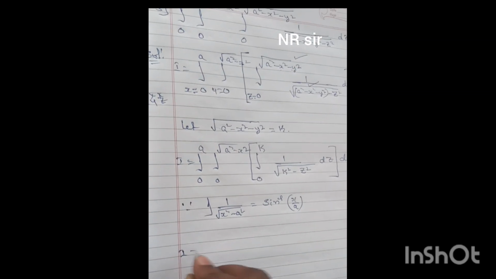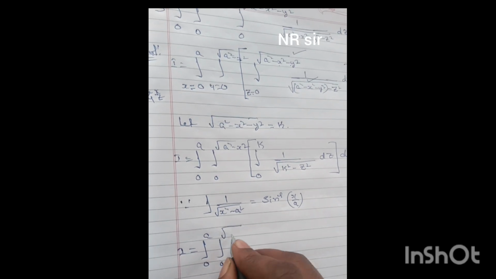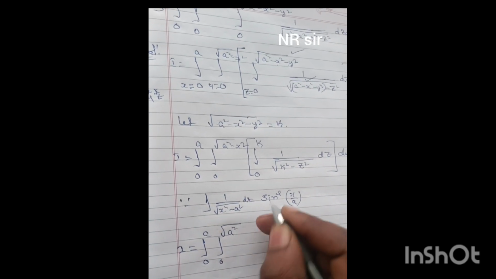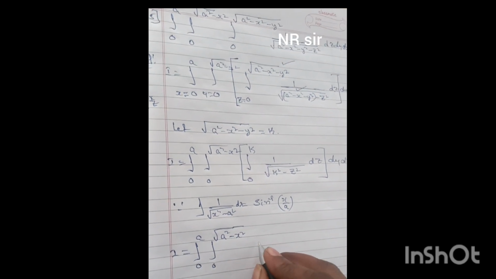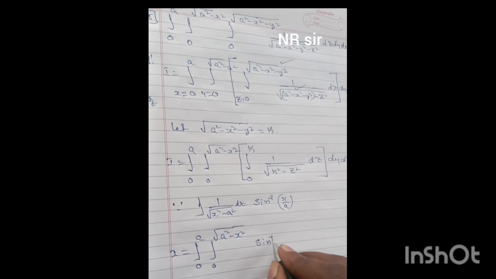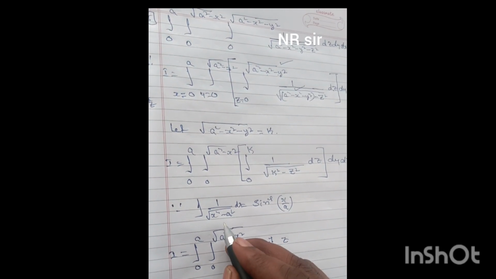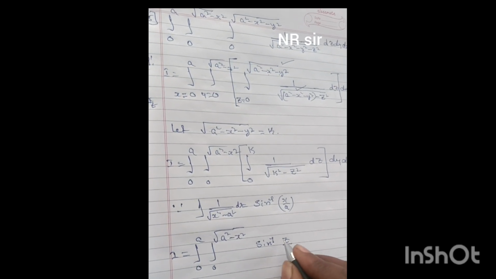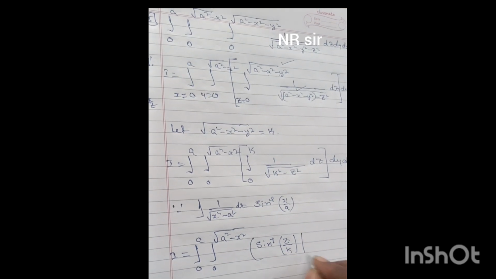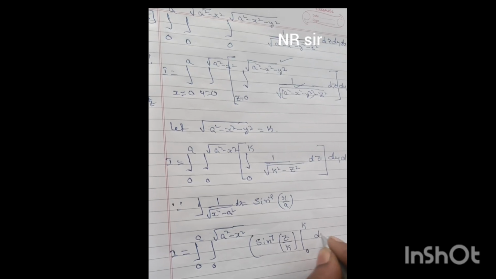So now I is equal to the integration from 0 to a, and the second integration from 0 to square root of a square minus x square. Now this will become sin inverse of z, in the place of x, so this is z divided by k. For this, the limit is from 0 to k, and the remaining dy and dx are left out.